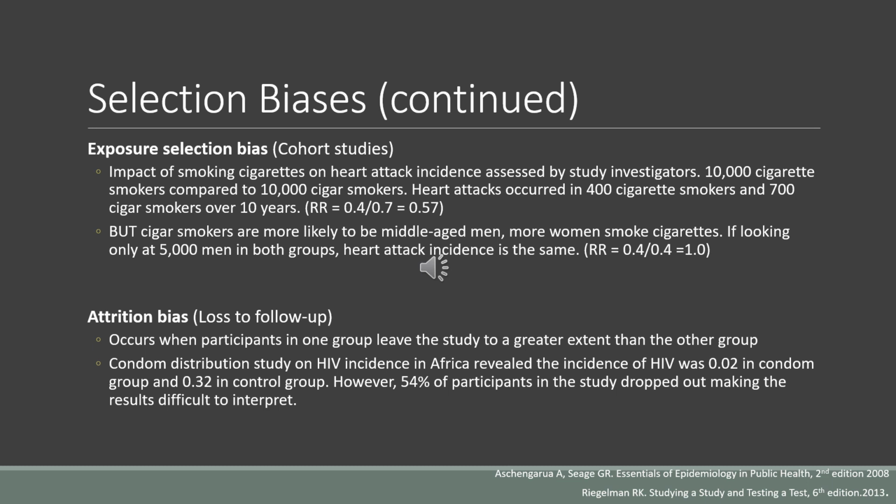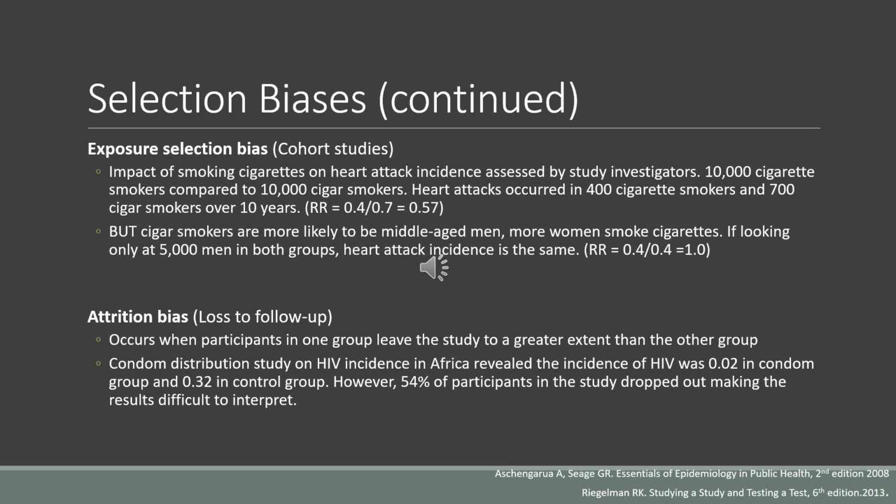But cigar smokers are more likely to be middle-aged men, whereas more women smoke cigarettes. And men tend to have more heart attacks than women in this particular middle-age group. So if we look at just men in both groups, we would find that the heart attack incidence is actually the same. But since of the way we selected our exposure, we essentially had a confounding variable: the exposure that we selected was associated with the outcome. This biased the results of our study.